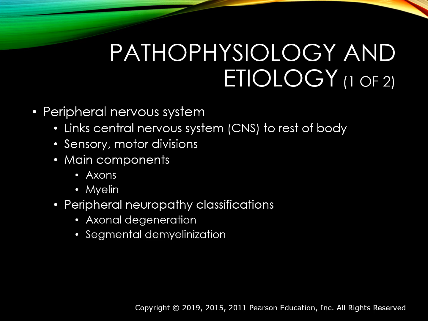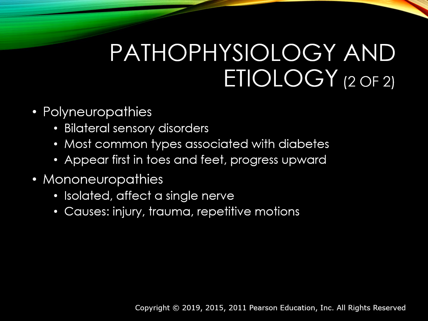The peripheral neuropathies, also called somatic neuropathies, include polyneuropathies and mononeuropathies. Polyneuropathies are the most common types of neuropathy. These are associated with diabetes. They're bilateral sensory disorders, bilateral meaning on both legs. The manifestations appear first in the toes and feet and progress upward. The fingers and hands also may be involved, but usually only in later stages of diabetes. The manifestations of polyneuropathies depend on the nerve fibers involved, and poly meaning many.